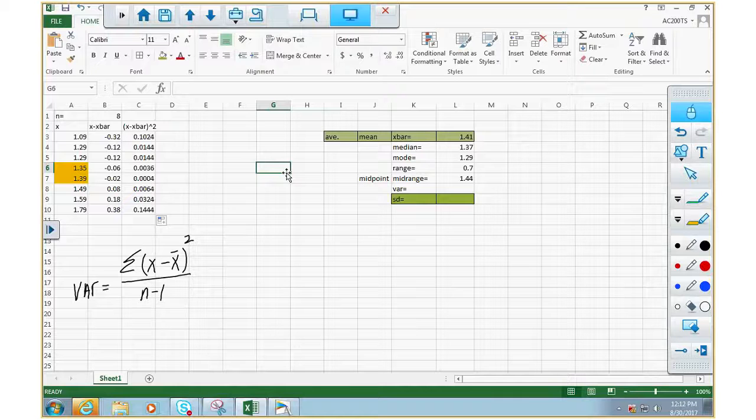Now what does the formula say you do with x minus x bar quantity squared? What does that funky looking E mean? Huh? Sum, meaning you do what? Add them all up.